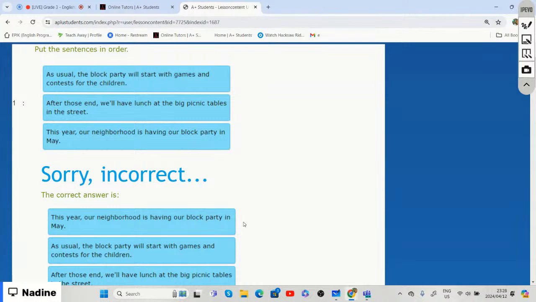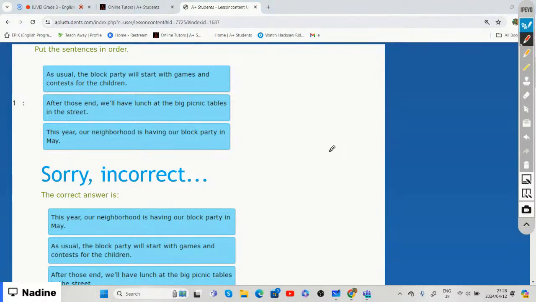All right. If we were to put these in order, we can start with this one: this year our neighborhood is having a block party in May. Then the second one: as usual, the block party will start with games and contests for the children. And this will be the last one: after those end, we'll have lunch at the big picnic table in the street. So that is the order of the sentences.